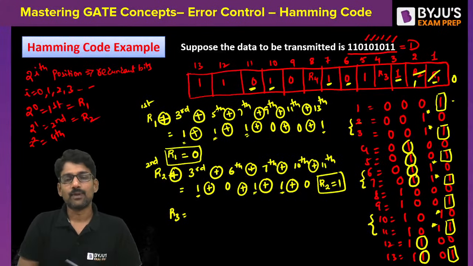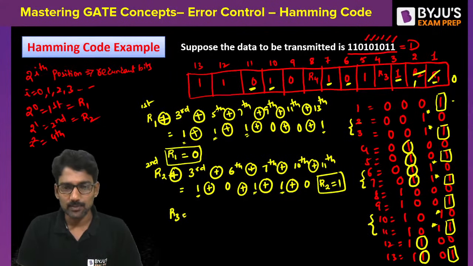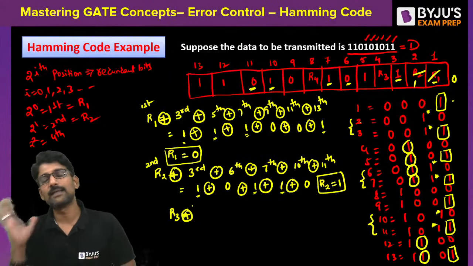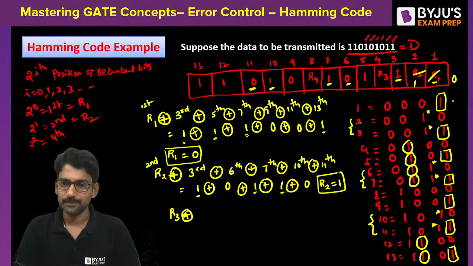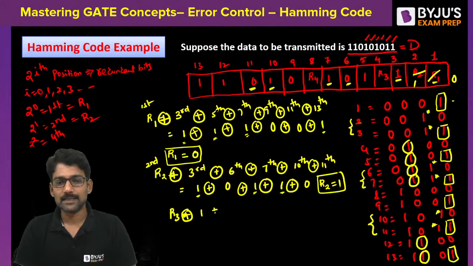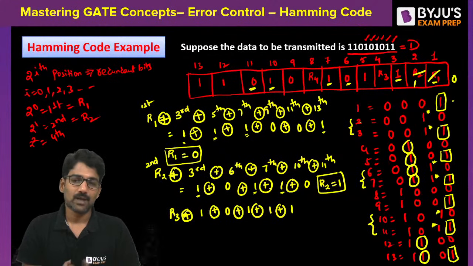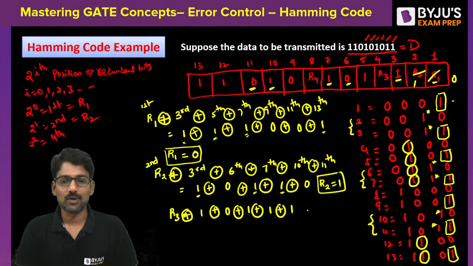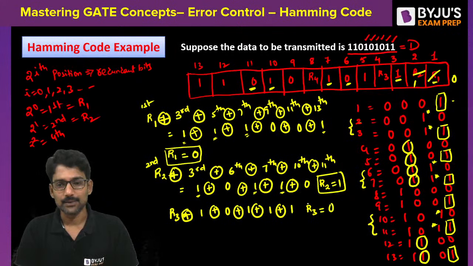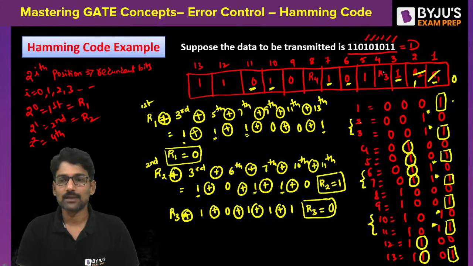Now 4 is R3's position. So by adding this, you should get the result 0. So R3 XOR fifth position is 1. I am directly writing. Sixth position is 0. Seventh position is 1. Then 12th position bit is 1. 13th position bit is 1. Here count the number of ones: 1, 2, 3, 4. Already there are an even number of ones. So what should R3 be? 0. So R3 should be 0.